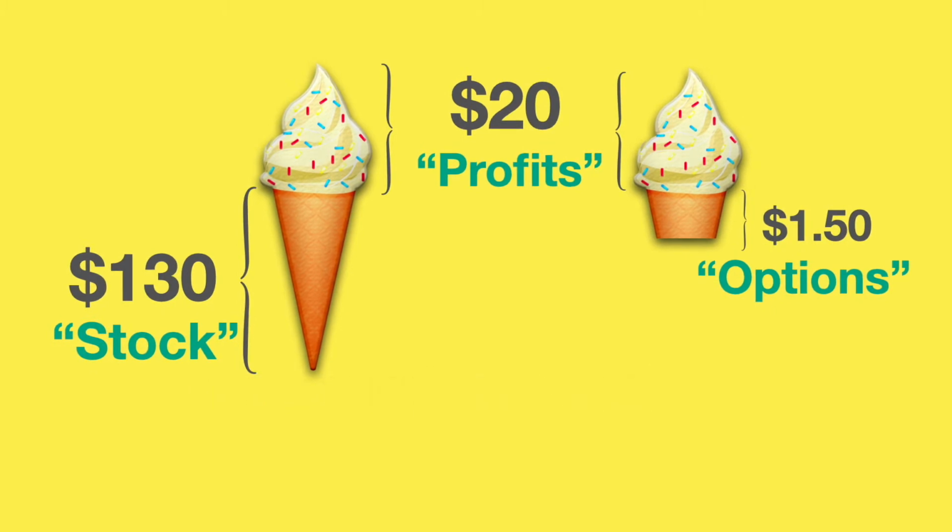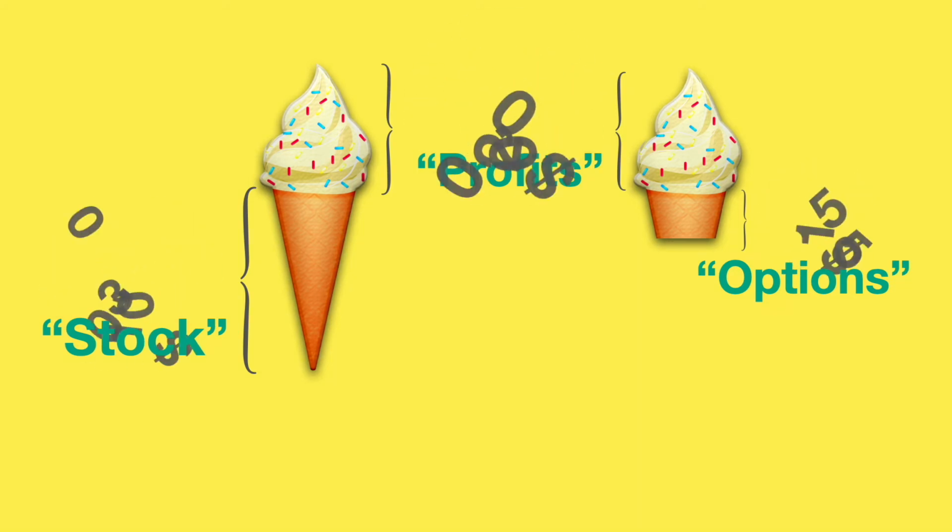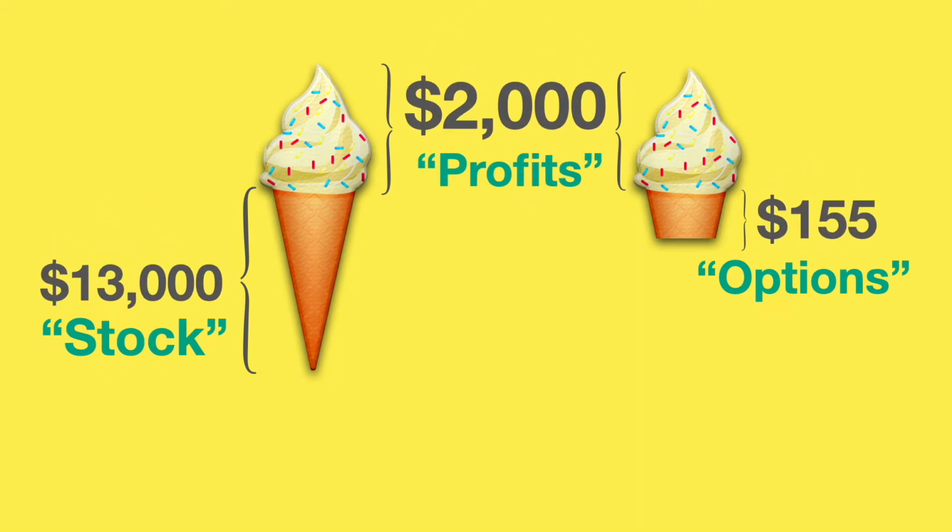So instead of one stock, options let you control the price moves and capture the upside of 100 stocks. So if we bought 100 shares of Apple, it would have been worth $13,000. That would give a profit of 2000, but options let you capture the same profit with just 155. And because of this reason, options can be extremely powerful.